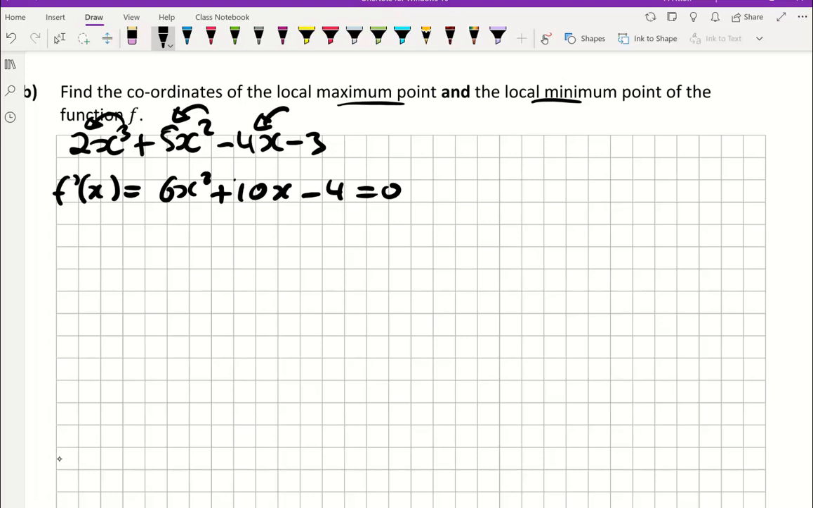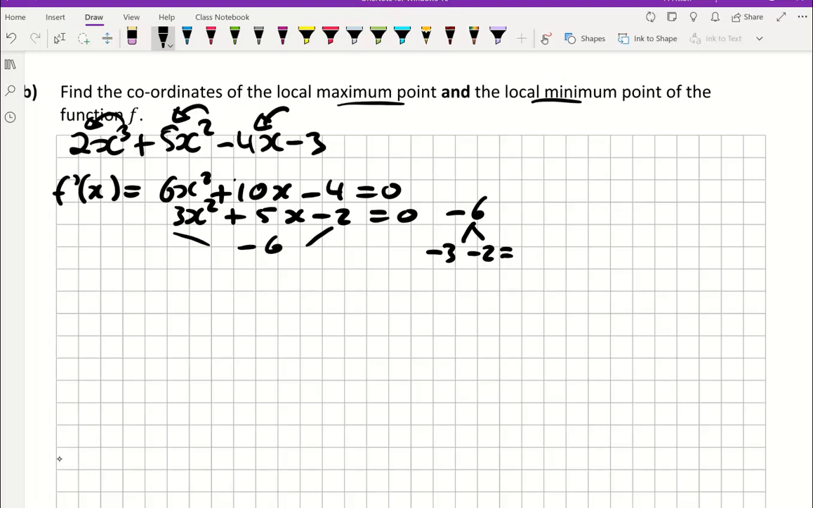To do that, you can factorize, you can do whatever you wish to do, but you might notice that it's equal to 0 here, so I can divide everything here by 2. That gives me 3x squared plus 5x minus 2. I'm going to factorize using the roof method. 3 by minus 2 is going to give me minus 6. Factors of minus 6 that give me a positive 5. Minus 3 by minus 2 is minus 6.